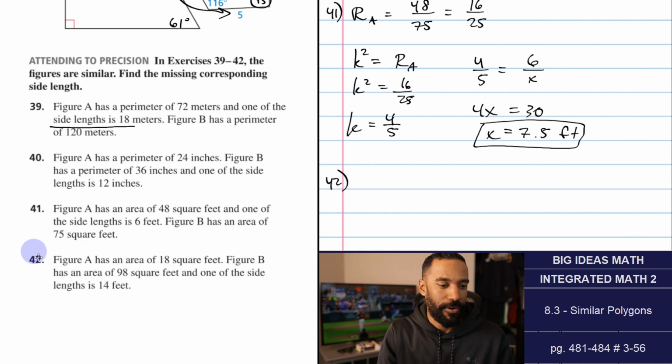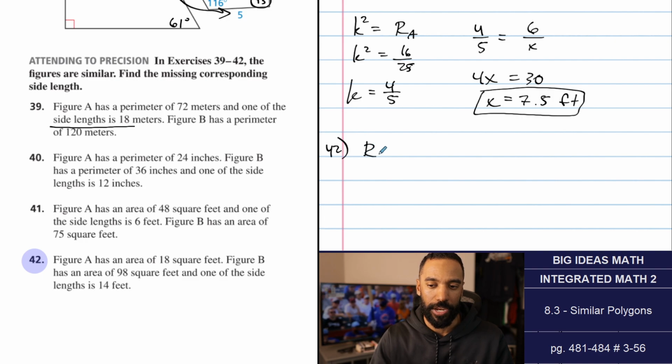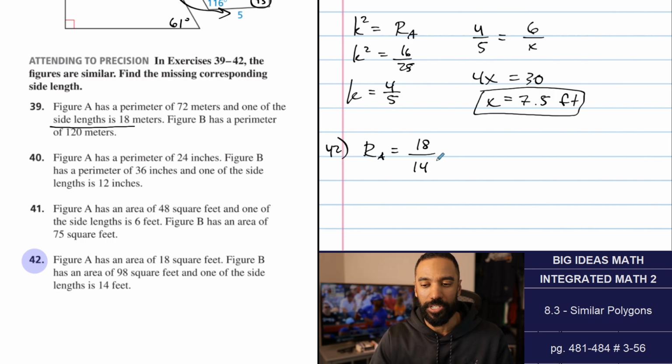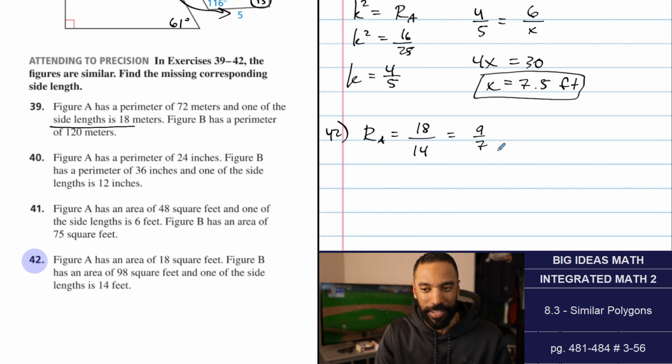Number 42, Figure A has an area of 18 square feet. We're going to do area one more time with the area ratio stuff. And if I lost you the first time, let's see if it will make sense this time. 18 square feet, and B is 14. This time B is the smaller one. So with that comparison, we can divide those both by 2, and we get 9/7. This is once again the area ratio. Okay, this one will be interesting because 9's a perfect square, but 7's not.